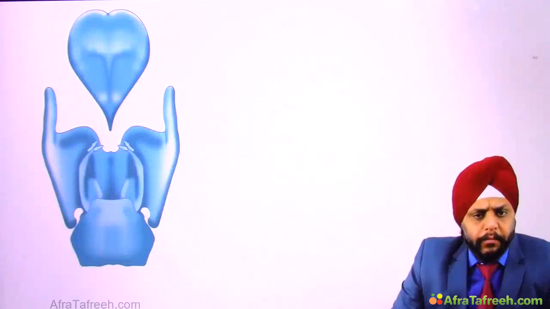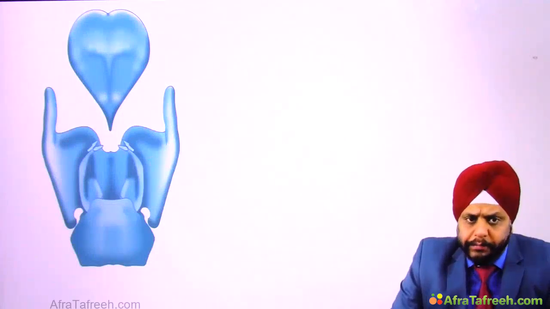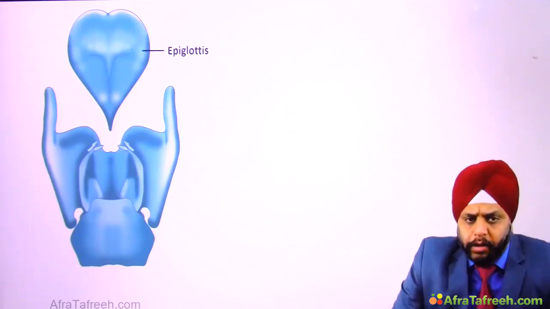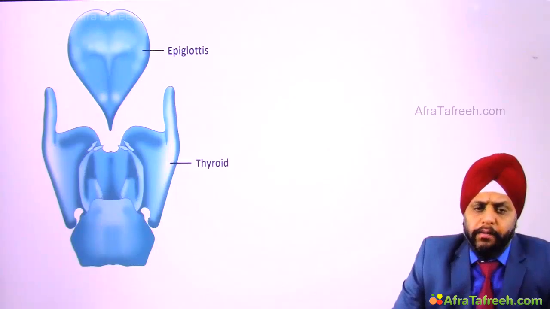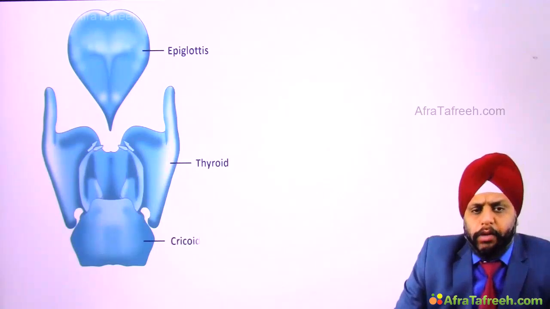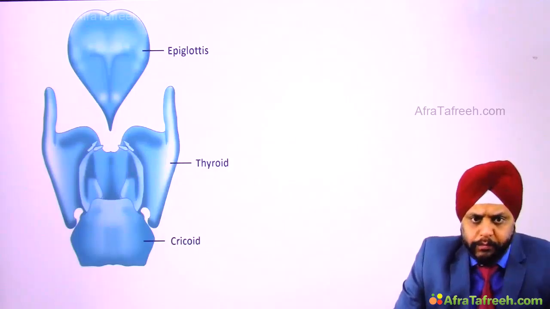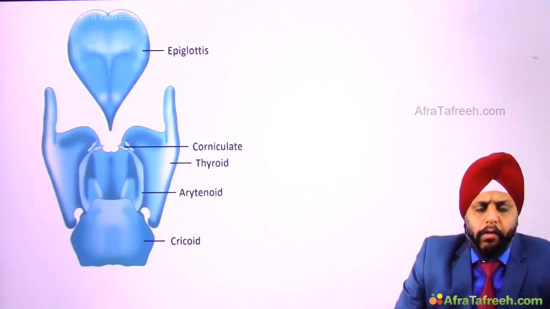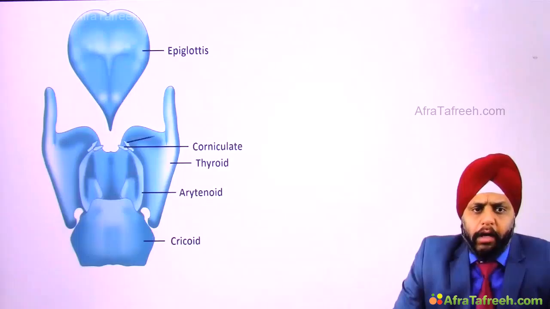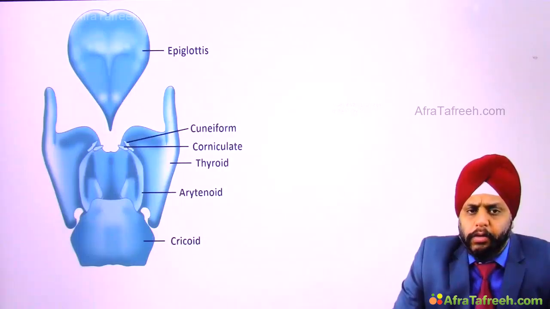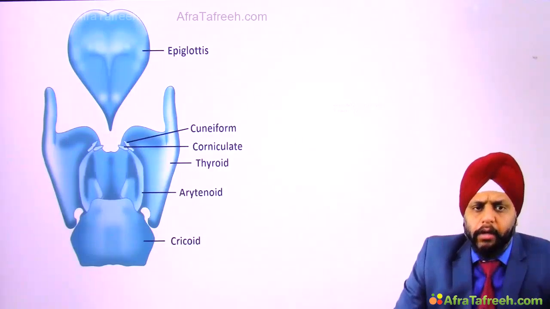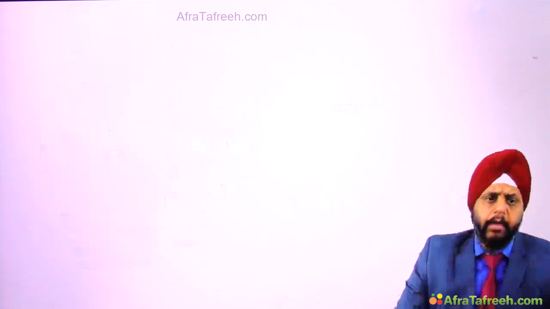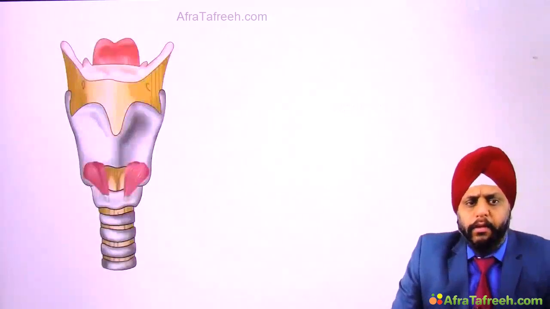Now let's look at this. This is the posterior view of the larynx. What can we see over here? We can see the epiglottis. Below the epiglottis you can see the thyroid cartilage, and below that the cricoid cartilage. Over the cricoid cartilage lie the arytenoids, above the arytenoids we have the corniculate, and hanging in the middle we can see the cuneiform cartilages. So these are all the cartilages of the larynx. Let us now come to this diagram.